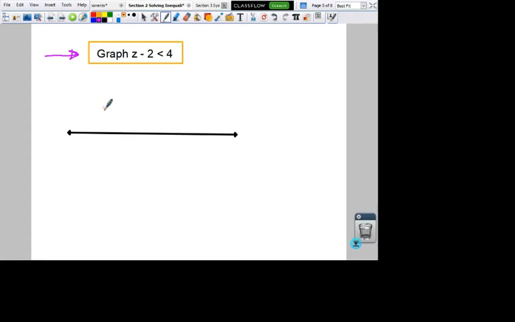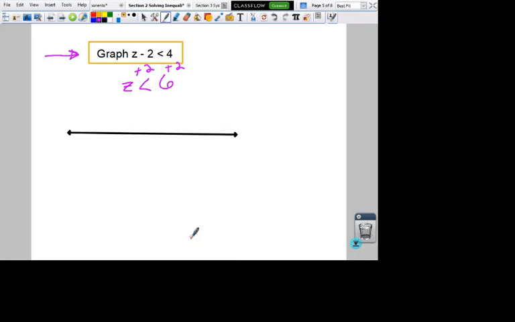Alright, let's go over this one. So I think we are at Alizea. Alright, we're getting started. Alizea, how am I going to solve for the z first? Plus 2. We're going to plus 2 on both sides. And I'm going to get z is less than 6. Alright, we get it solved.